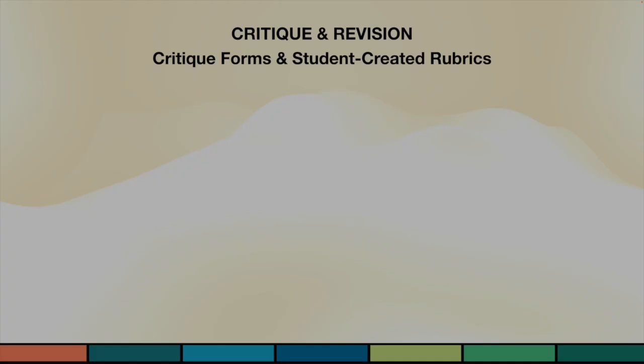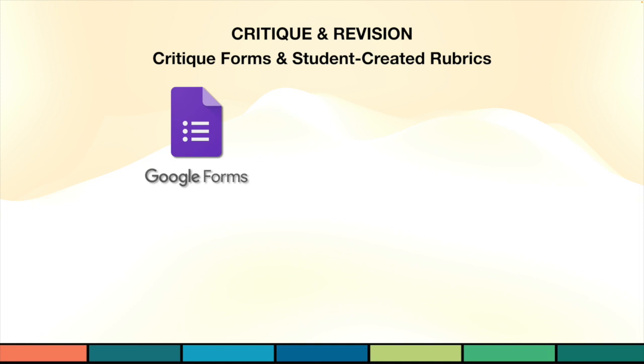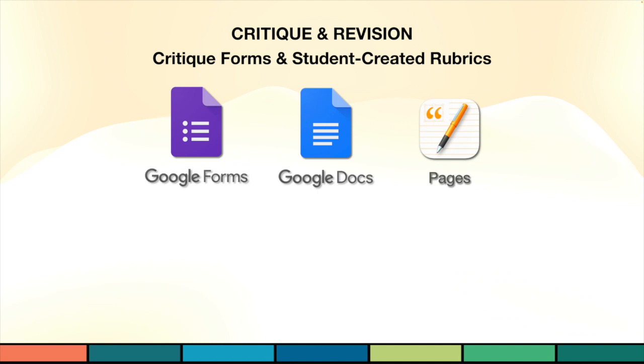Students can use Google Forms for critiques, Google Docs or Pages for creating rubrics, or if they want to get really creative with rubric design, which can make it more fun for some students, they can use Google Slides, Keynote, or Canva to design rubrics.